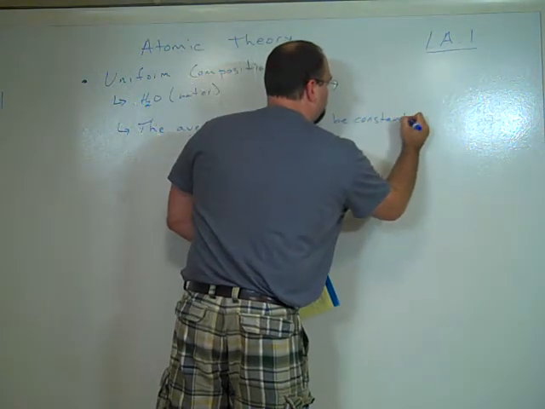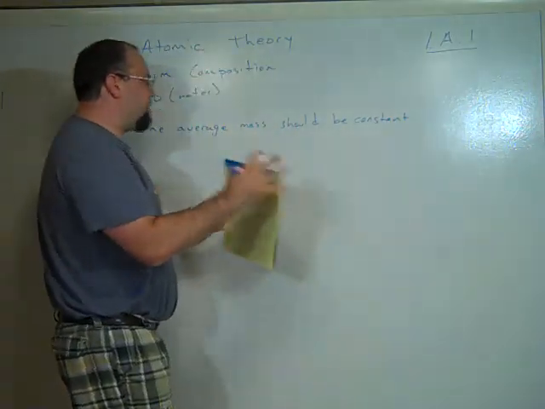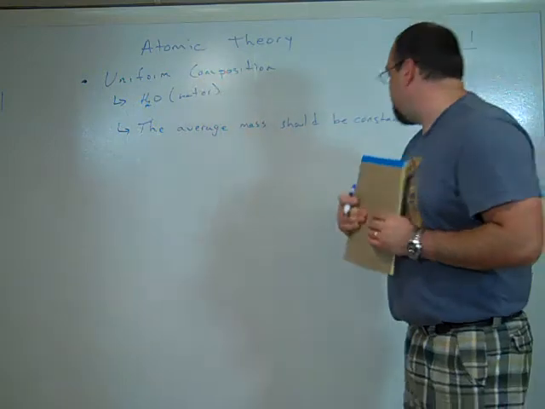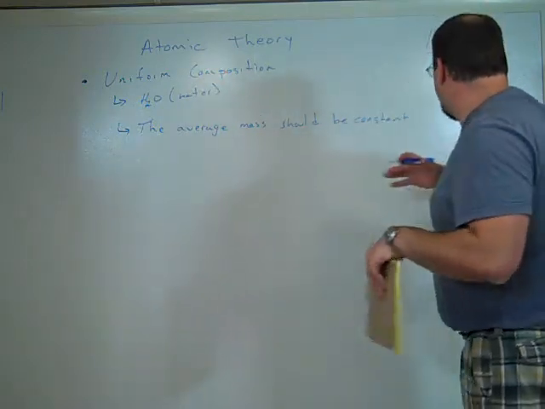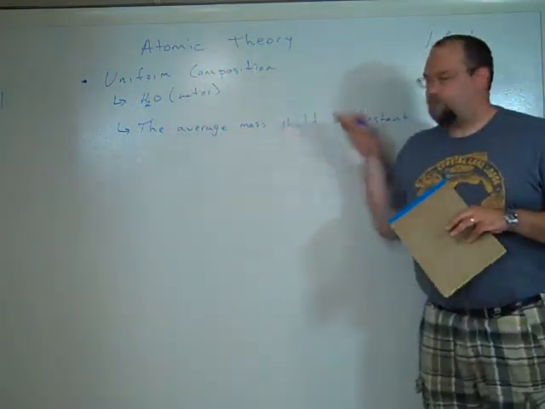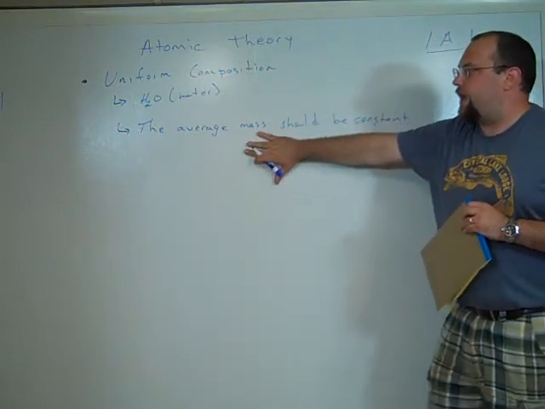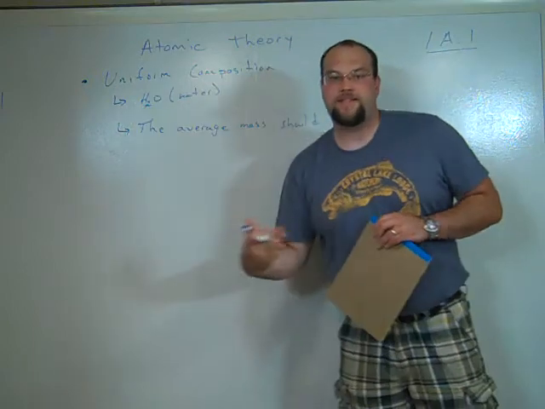the average mass should be constant. So the average mass of a whole bunch of water molecules should be the same. I'm trying to find a spot to stand so you can write it, but I'm not off to the side. Never mind. So the average mass of a water compound should be the same.